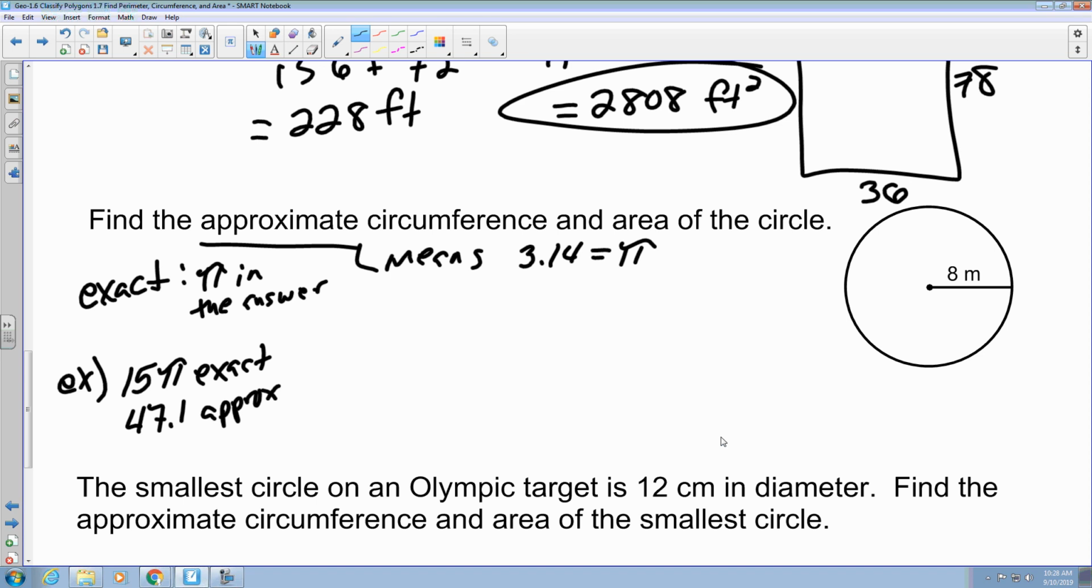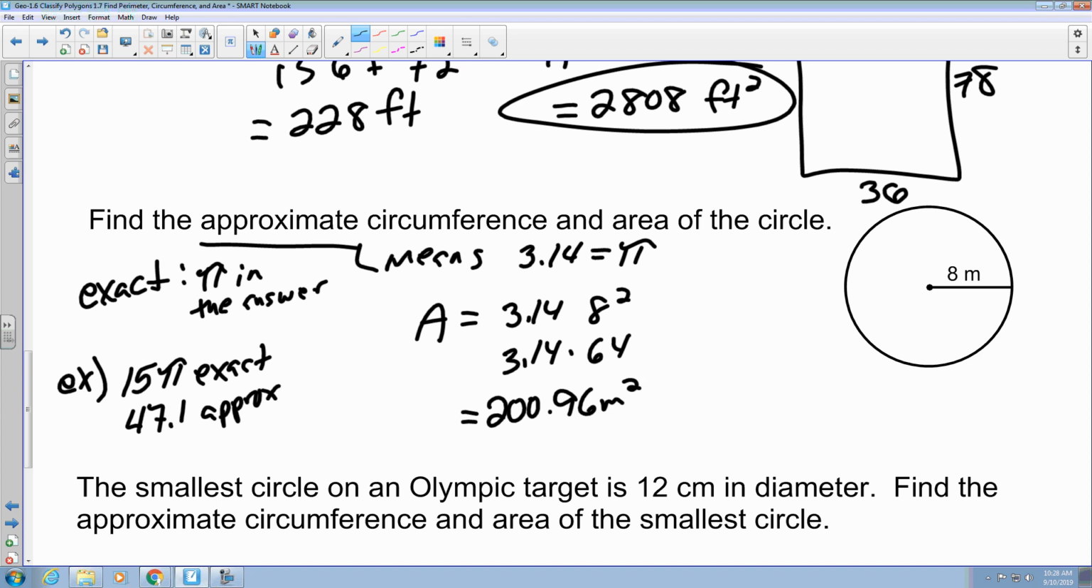All right, so because they use the word approximately, we are going to use 3.14 to represent pi. So here we have a circle, and they give us a radius. So the area is pi, which I'm going to use 3.14, times r squared, which is 8 squared. All right, so 8 squared is 64. So now I have 3.14 times 64. Multiply that here. We get an area of 200.96 square meters. So that's the area.